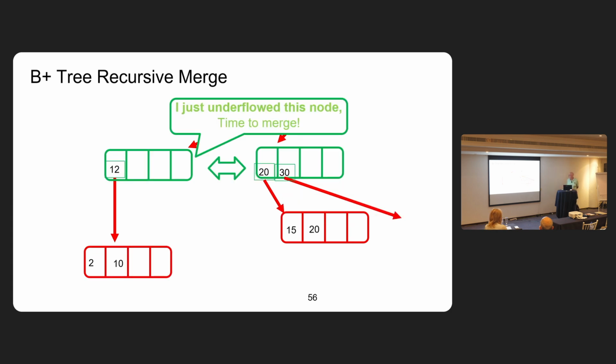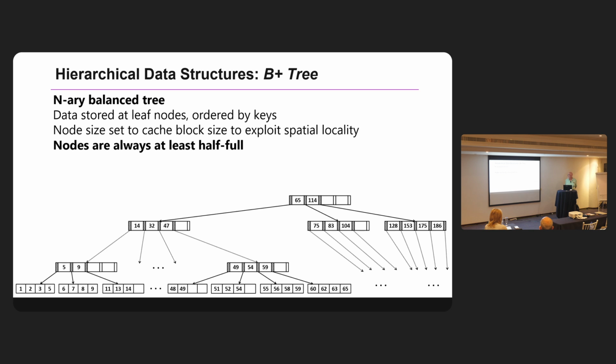So we can do similar kinds of things merging up the tree. Basically, we have an n-rebalanced tree, data at the leaf, ordered by keys. In all our experiments, the node size is set to be the cache line size, because obviously that's what you want to do. And the nodes are always at least half full.